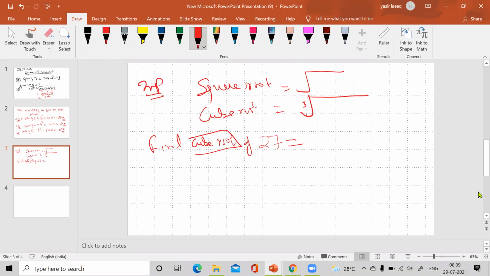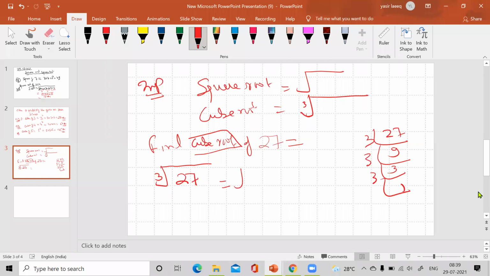So what you do? Just do factorization. 3 nines are 27. 3 threes are 9, and 3 ones are 3. The important thing is that we multiply it 3 times. As we write the 2 in square root, we write 3 here. In square root, there is no need to write 2, it is understood that 2 is there. But for cube root, you have to write 3. So you write it here.